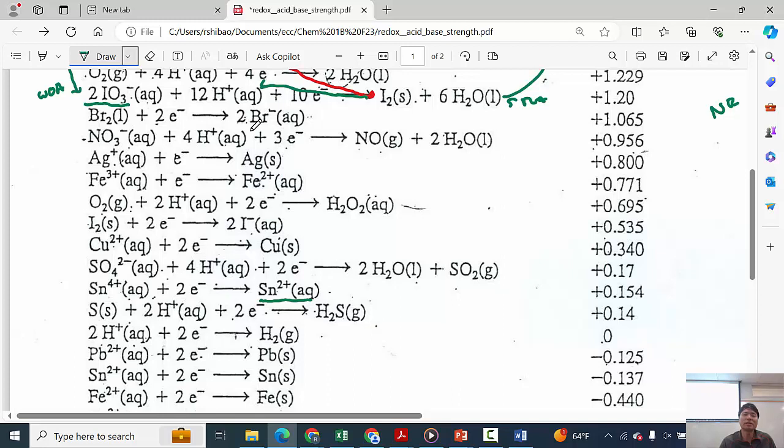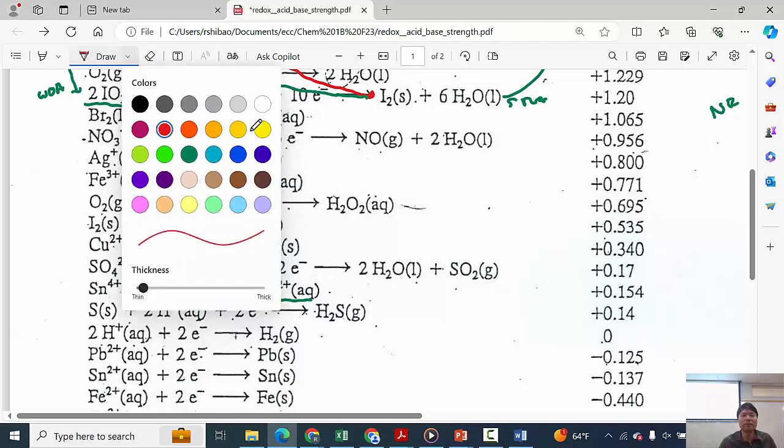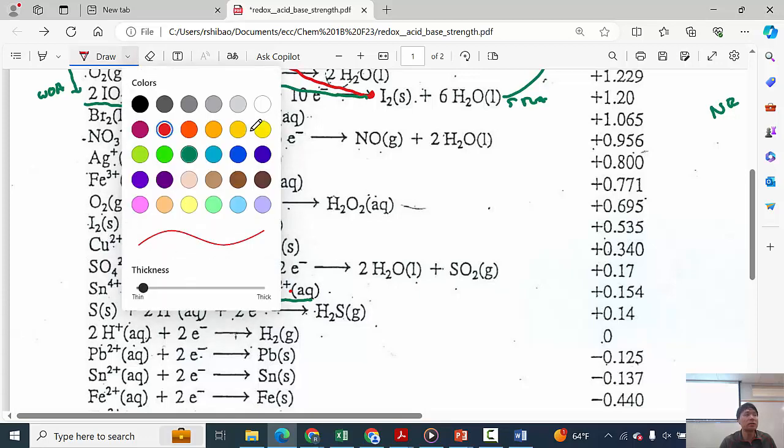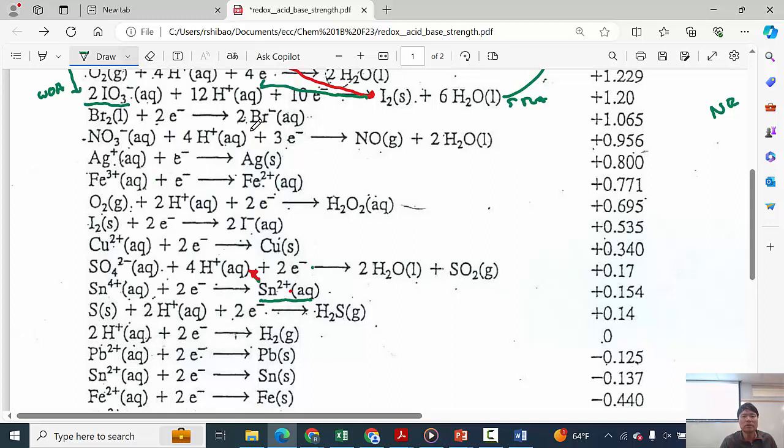Actually, this is sulfuric acid. The answer is yes. Tin 2 will react with sulfate because what's going to happen here is we're going to form these as the product. So the sulfate, this is actually sulfate and acid H plus is sulfuric acid. It's going to form sulfur dioxide.